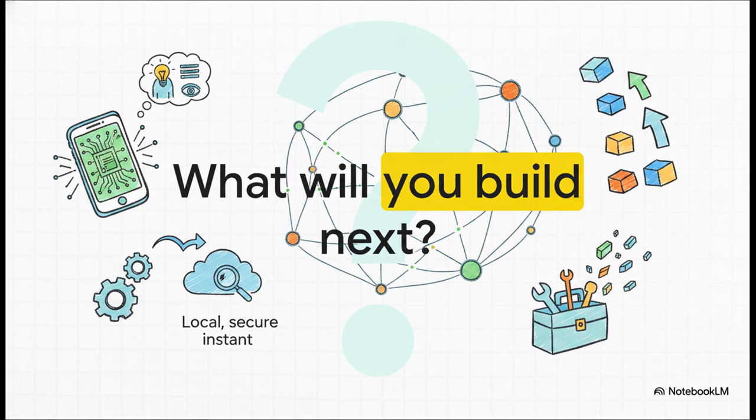The barrier to entry for on-device machine learning has quite literally never been lower, and the offline capabilities have never been higher. So I leave you with this final thought. With text, vision, and RAG pipelines now running locally, securely, and instantly on your users' devices, what will you build next?